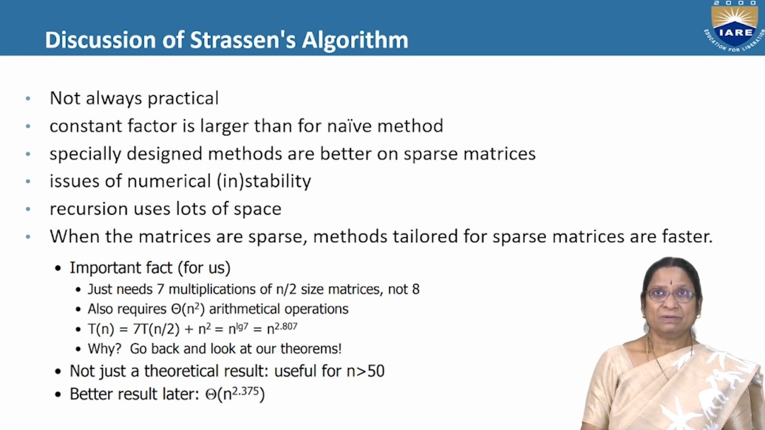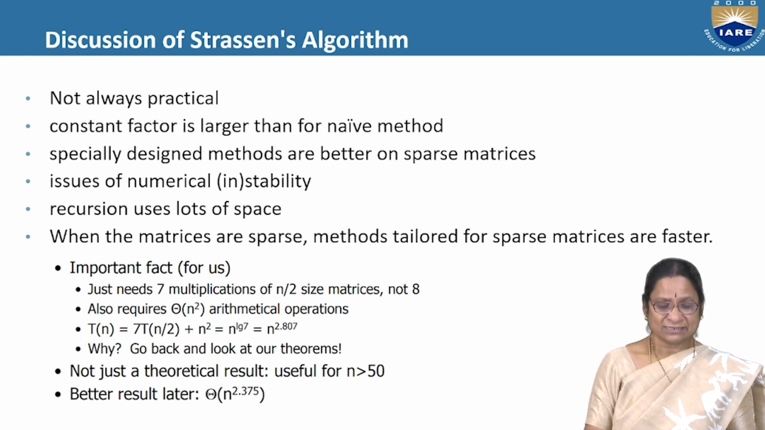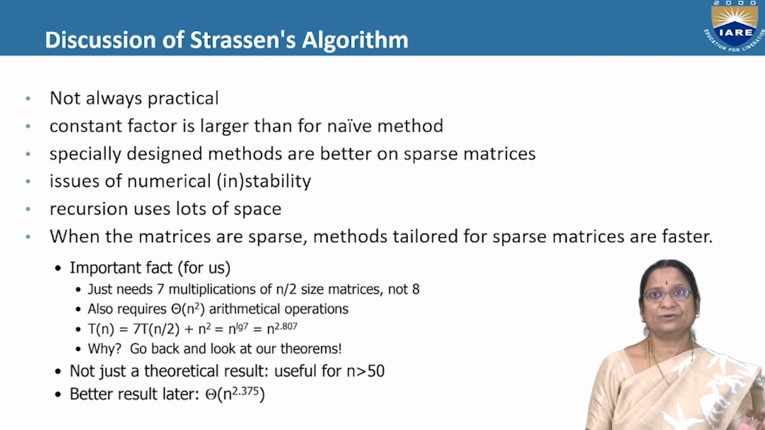So, based upon this discussion, Strassen's multiplication needs only 7 multiplications of n by 2 size matrices, not 8. So one recursive call was reduced. Because of that reduction of one recursion, lots of time can be reduced also.